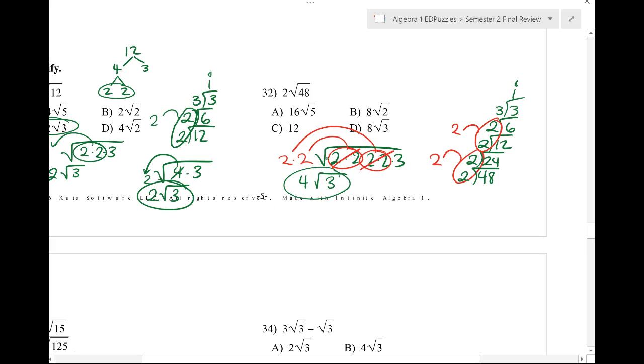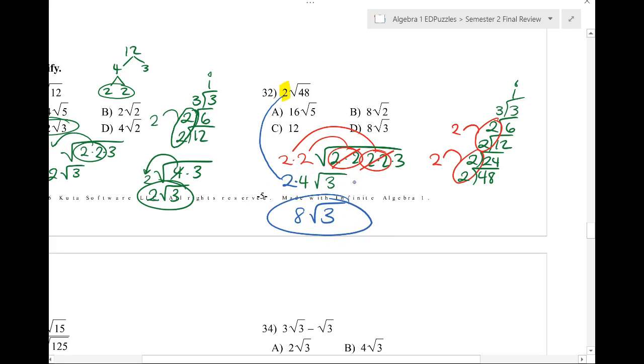And what I forgot is that after you do that, you gotta remember that we already started with 2 out here to begin with, so you're also going to bring that 2 down and multiply it times whatever you brought out of the square root. So now 2 times 4 is 8 times the square root of 3.